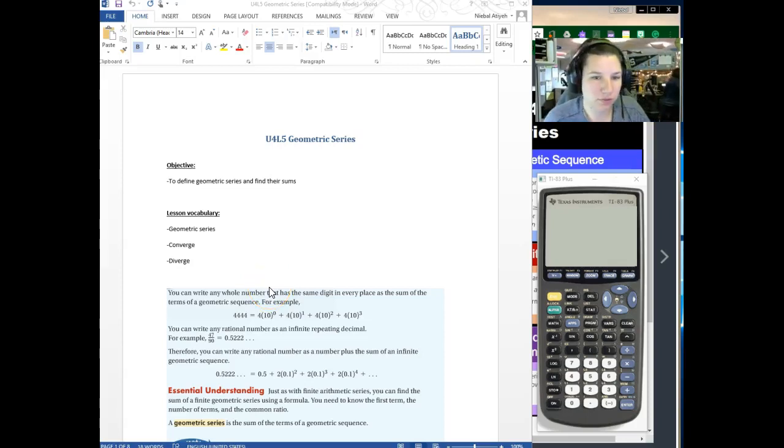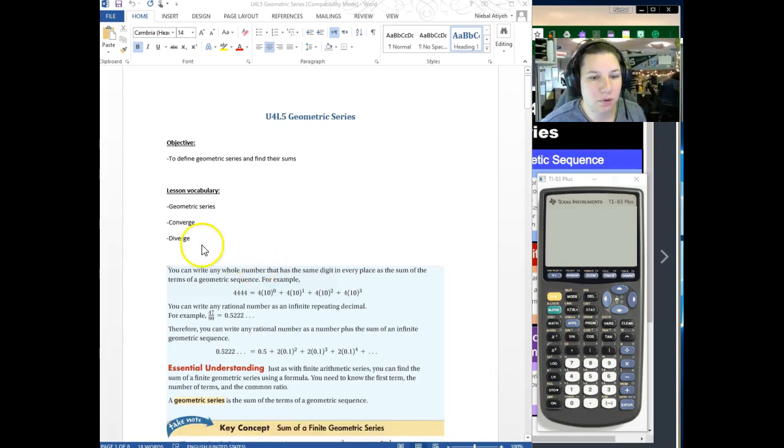Geometric series should be very similar to the last lesson in purpose, but we are using geometric instead of arithmetic series. And then some new vocabulary would be converging and diverging. If something converges, it moves towards a point. If it's diverging, it's moving away from a point. So when we see geometric series that are infinite, kind of going on forever, does their sum converge to a specific number, or does it diverge and you can't find what the sum is?